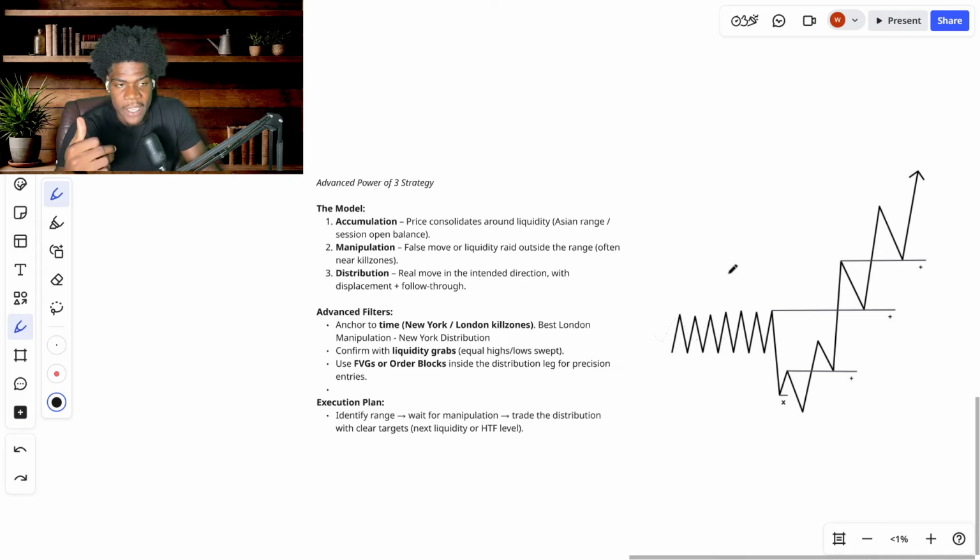That's the manipulation phase. Now, after we figure out we have our draw on liquidity, we see price building this zone right here, this consolidation zone. Then we're looking for this manipulation. We want to see price pull back higher, but first price has to push lower to manipulate traders into thinking that it's selling first. So all the early sellers are gonna get punished first, for price to then reverse higher to attack this prior point of liquidity up here. That's where we trade the distribution with our clear targets, targeting the next pool of liquidity or higher time frame levels.